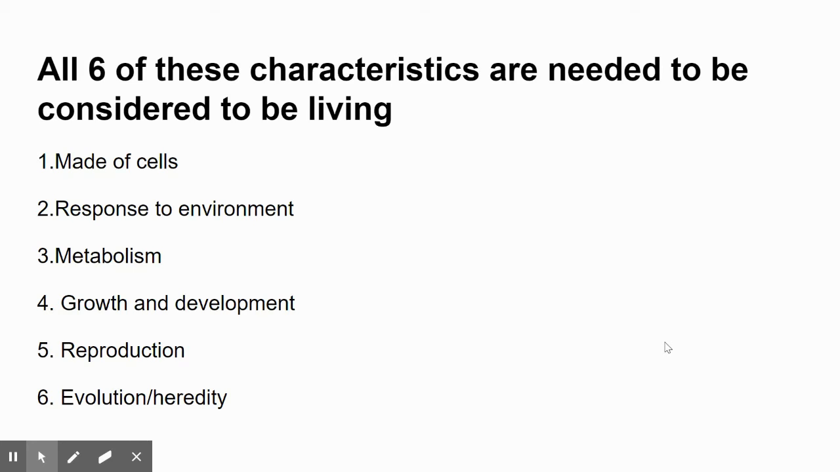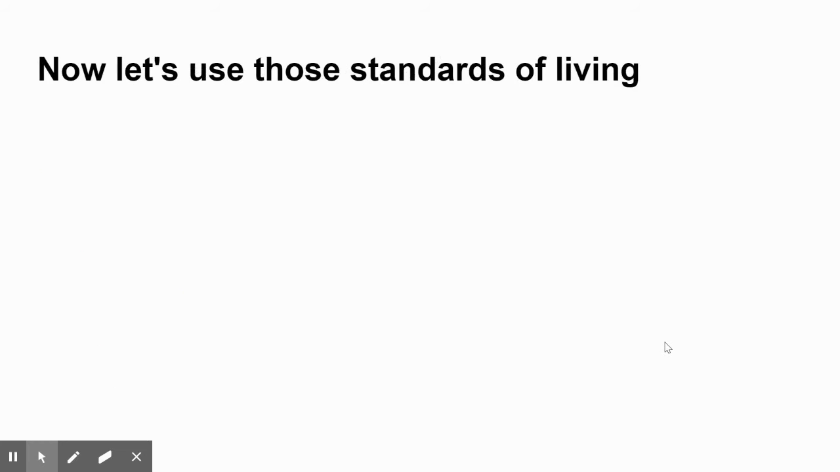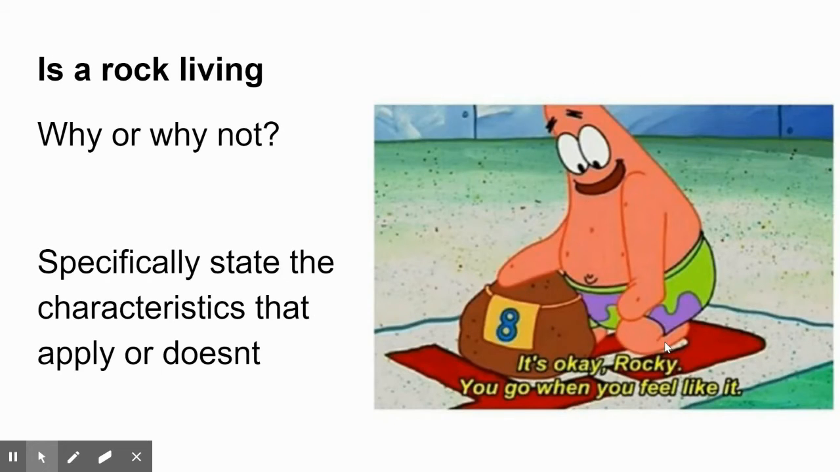So the last 3, technically, and then there's an extra credit one, but the last 3 questions are following next. We're going to actually use those standards now for your next questions. We're going to go back to the original ones, and you have to specifically state the characteristics that apply or don't apply. For this instance, you need to specifically state the 6 characteristics that do or do not apply to a rock. Because remember, to be considered living, you need to have all of those characteristics of life. So which ones does this rock have or not have?